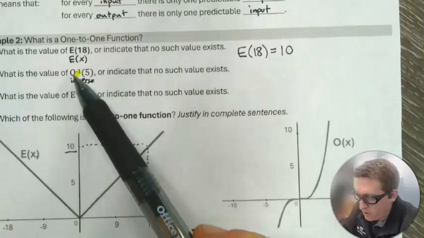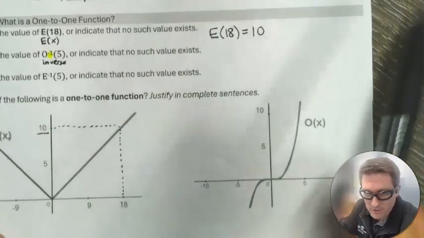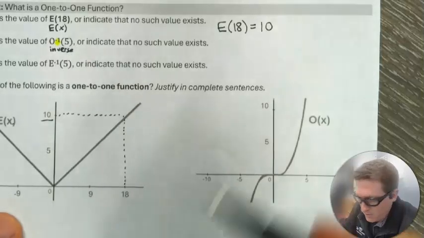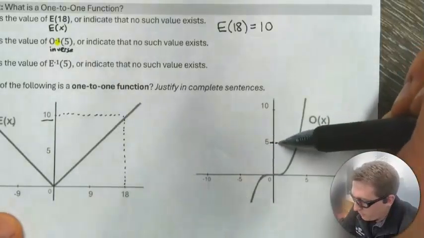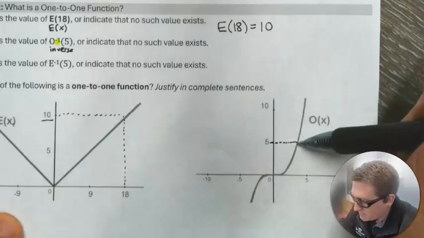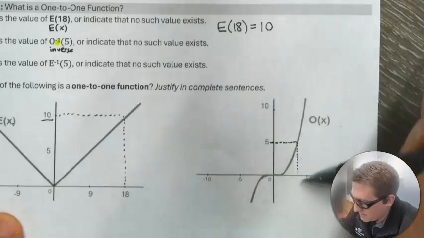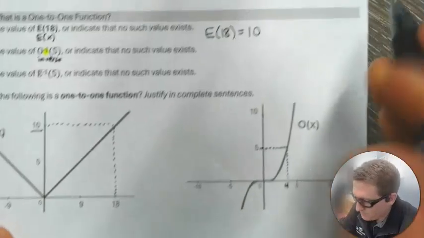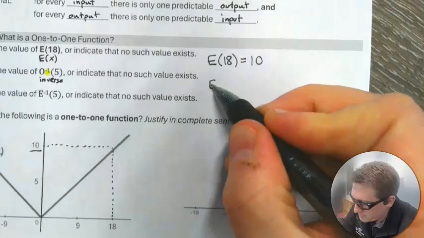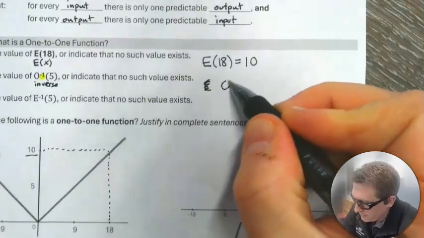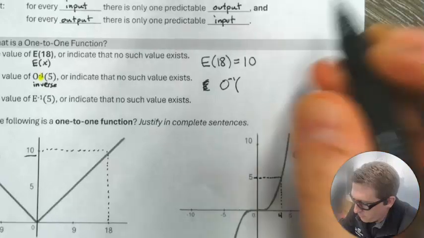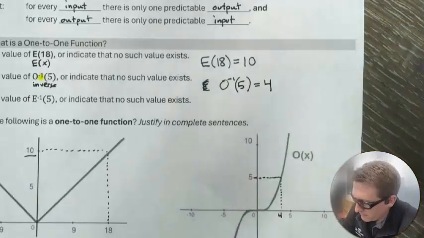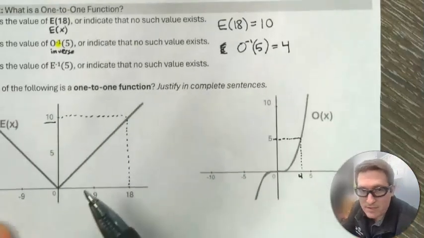So it's function O. I'm going to look at this function, and it told me it wants the inverse of 5. Well, I know what my y is. My y is 5. So I come down here, and I see that my input for that 5 is 4. So the inverse operation of the O function for 5 gives me 4. Okay, so let's analyze the motions once again.